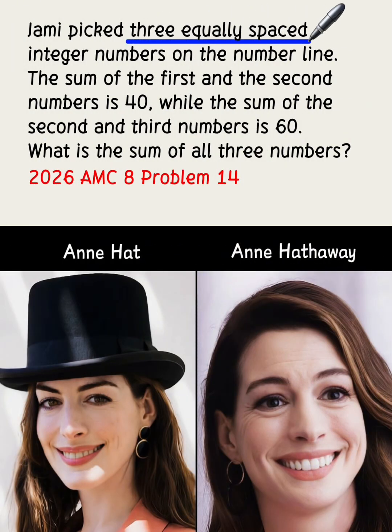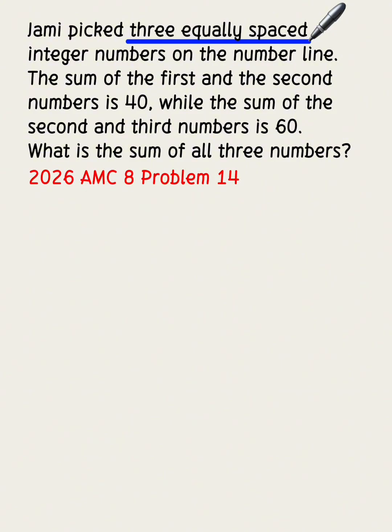Three equally spaced integers are on the number line. The first 2 sums to 40, the last 2 sums to 60. Find the sum of all 3 numbers.